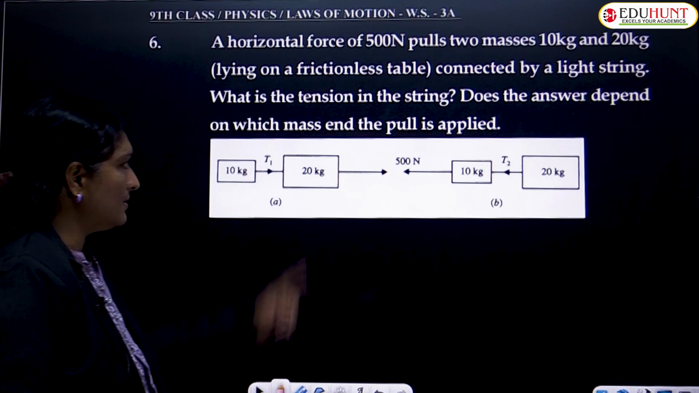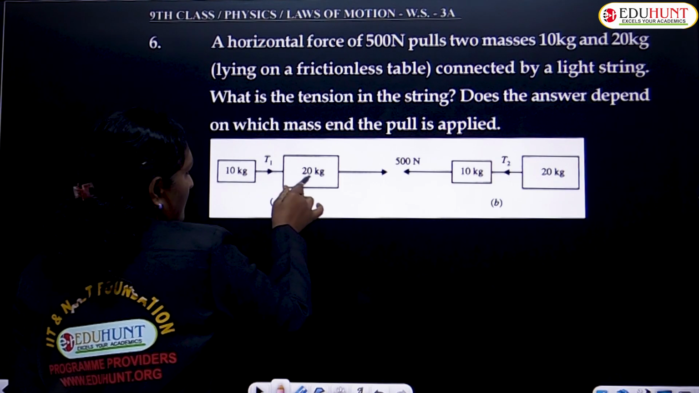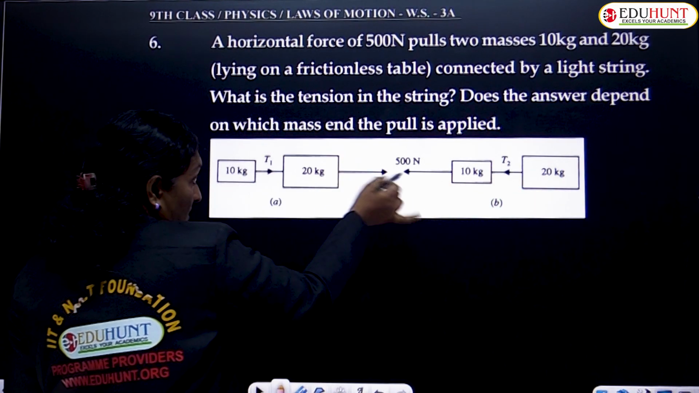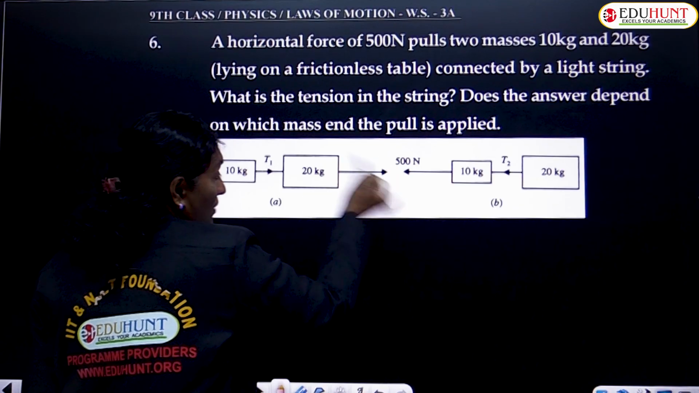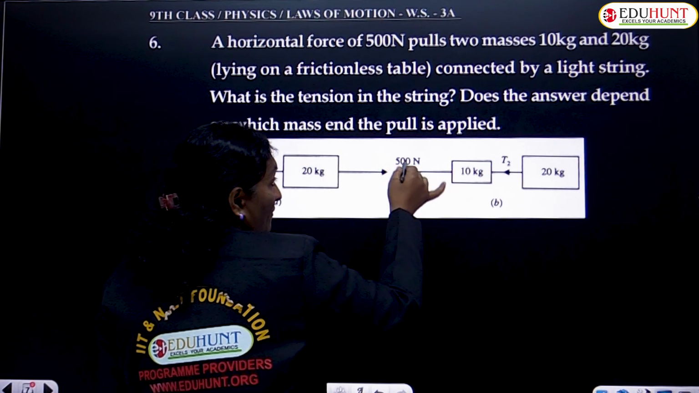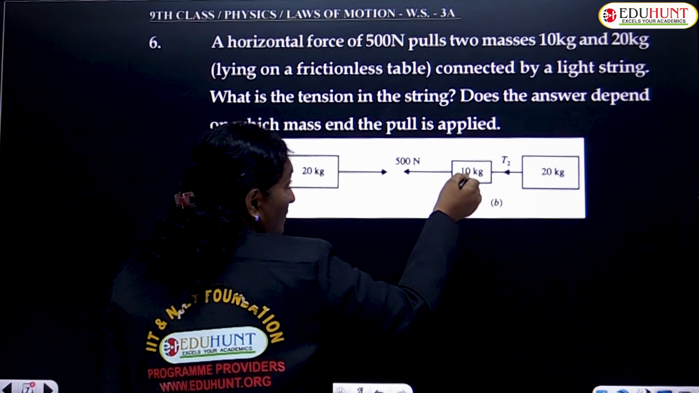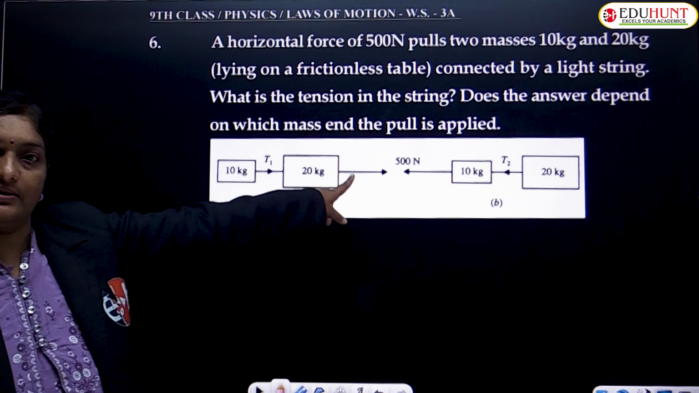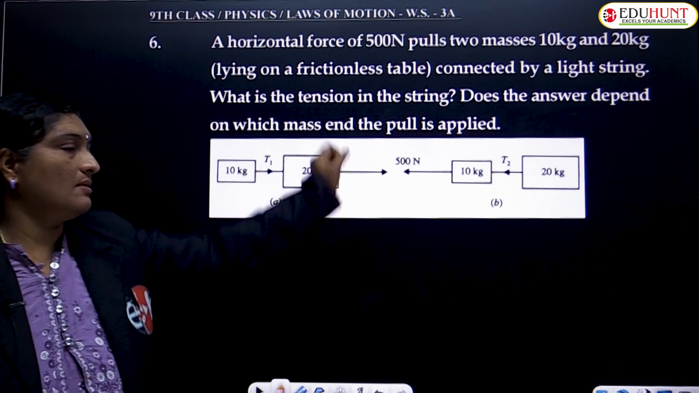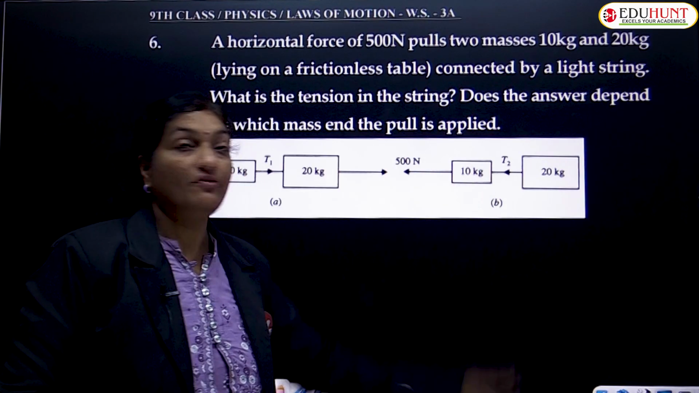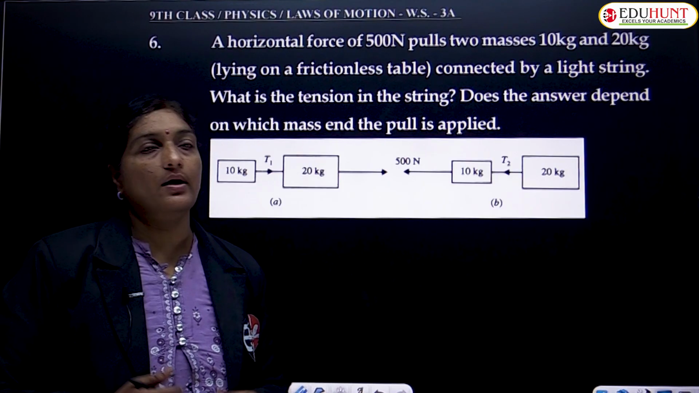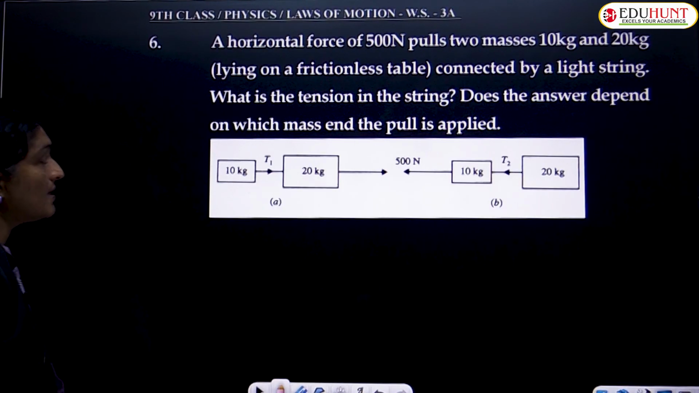So you need to observe, children, that here 10 kg and 20 kg are attached by a string. Here also 10 kg and 20 kg are attached by a string. But in the first case, the force of 500 Newton is applied on the 20 kg, whereas in the second case, the 500 Newton force is applied on the 10 kg. So in the first picture, the force is applied at the end of the 20 kg, and in the second picture, at the end of the 10 kg. You're asked whether the two tensions are the same or different. Does the answer depend on which end the pull is applied?